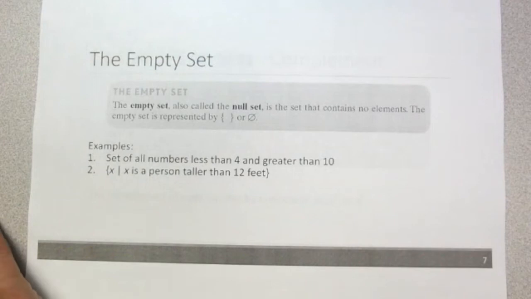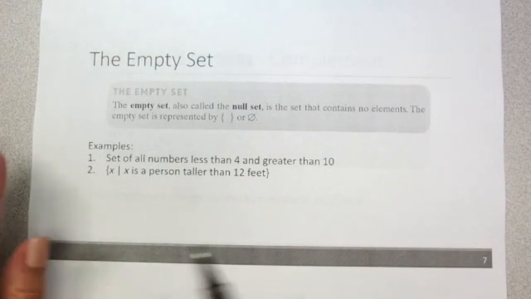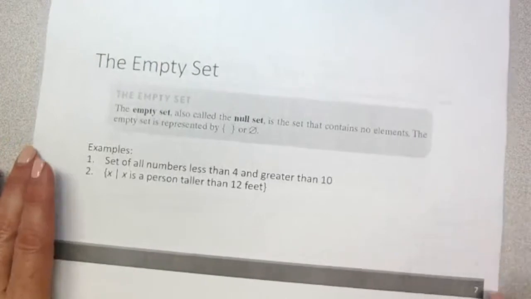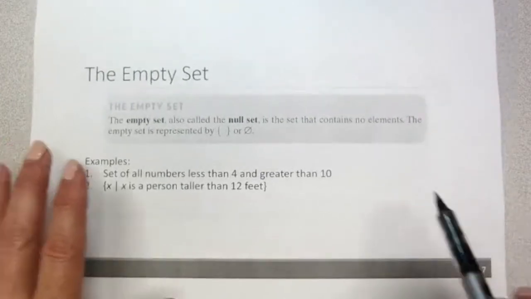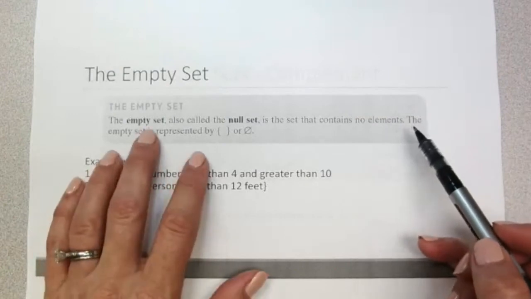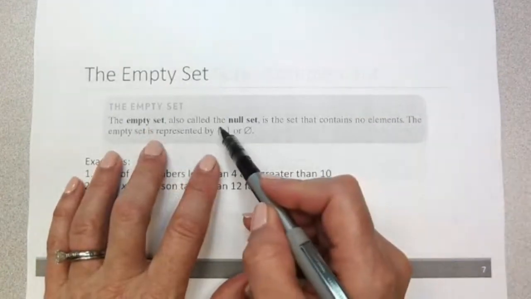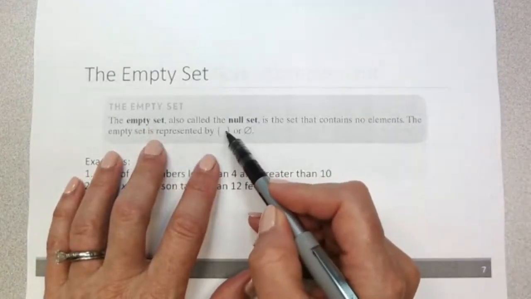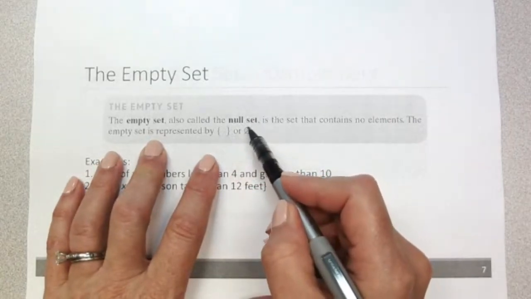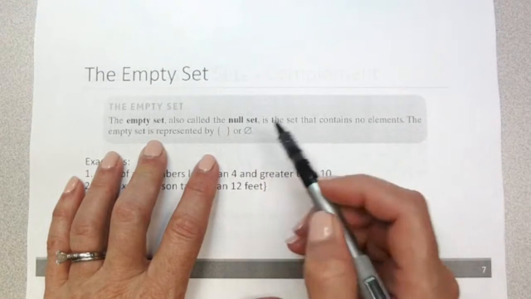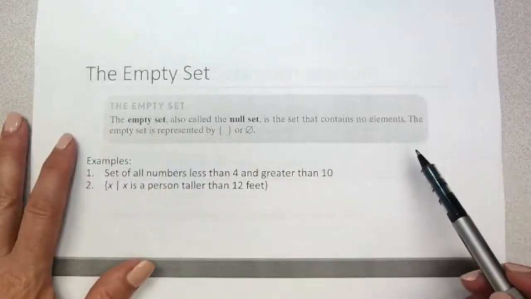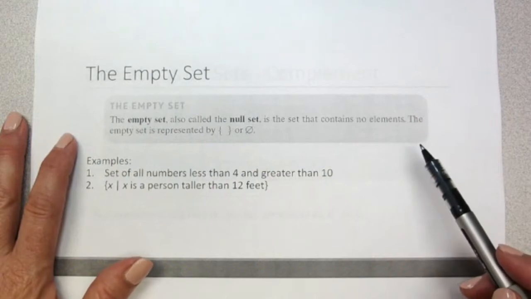Another important set in set theory is the empty set. The empty set can also be called the null set. We have a symbol to represent that empty set. It might be just these brackets with nothing in between them, or sometimes a kind of zero with a line through it. Both symbols represent the empty set.